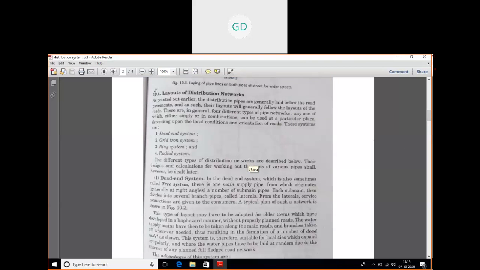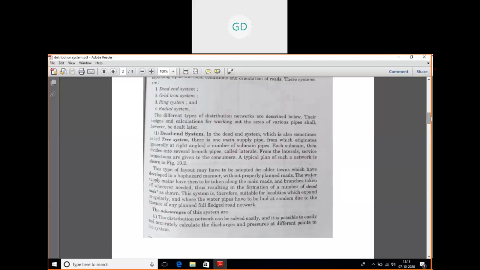Number one is your dead end system. Number two is your grid iron system, number three is your ring system, and number four is your radial system. First of all, let us discuss the dead end system. The dead end system is also known as your tree system, because the layout looks like a branch of a tree.